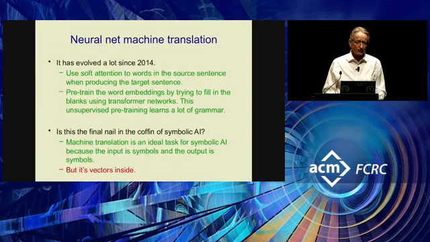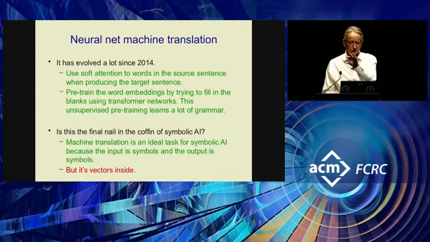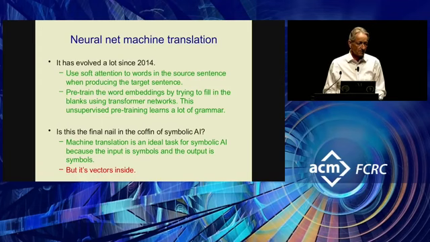Since 2014, one of the major pieces of development has been that when you're decoding the meaning of a sentence, you look back at the sentence you were encoding, and that's called soft attention. So each time you produce a new word, you're deciding where to look in the sentence that you're translating. That helps a lot. You also now pre-train the word embeddings, and that helps a lot.